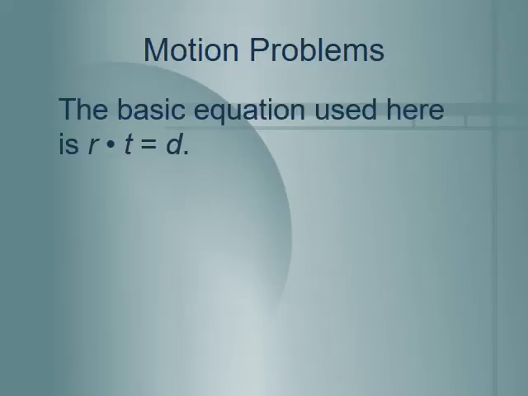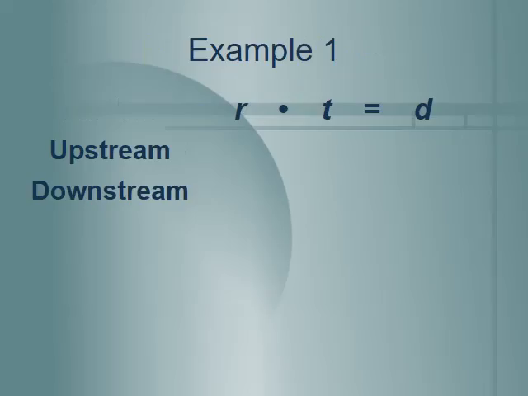Let's look at a motion problem. So generally speaking, we have our rate times time equals distance, and that's what we're used to using. We're going to look at example 1. Please turn to page 560 in your textbook and read along with me.